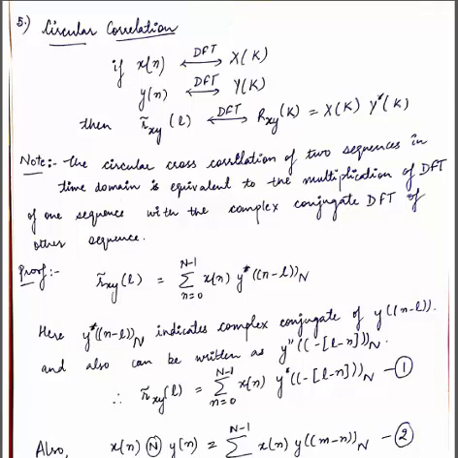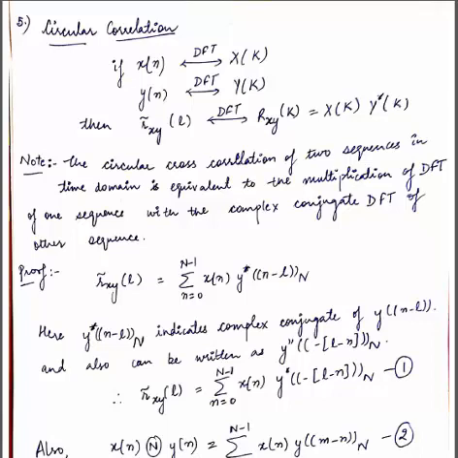In our previous lecture we have already discussed 4 properties of DFT, that is linearity, periodicity, symmetry of a circular sequence, and the 4th one is circular convolution. Now the 5th one is circular correlation.